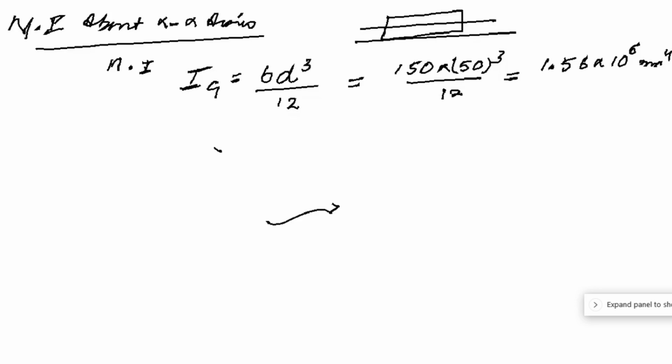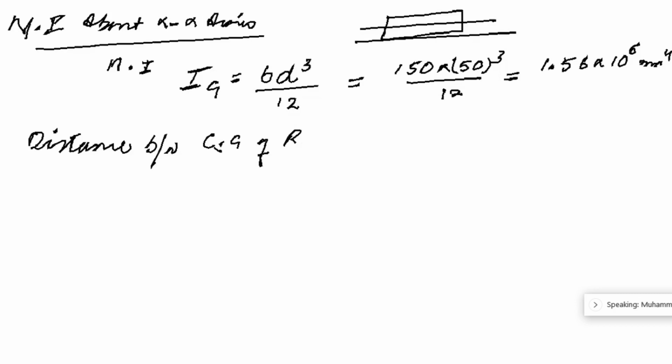Can anybody tell me? Now what I want is the distance between the center of gravity, CG, of rectangle 1 and the x-axis. Now, where is that x-axis? That will be simply where? It will be at the center, at y bar, sorry.